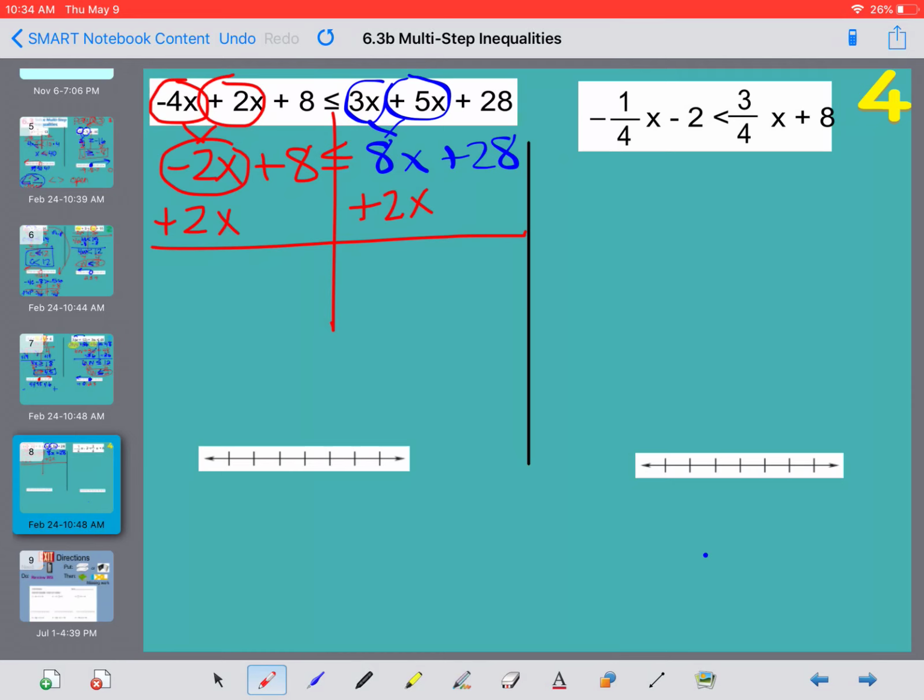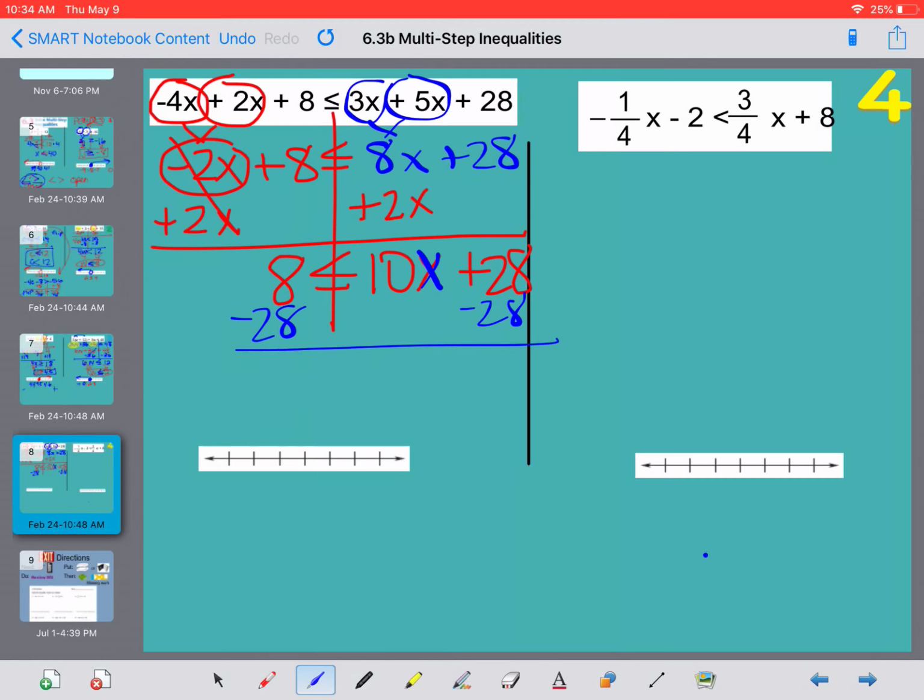So we moved our negative 2x over to the other side to keep everything positive. So we have 8 is less than or equal to 10x plus 28. And we want to get the x's by themselves, so I'm going to subtract 28. We get 10x. And there's more negatives here, it's negative 20. And then divide by 10 on both sides to get the x by itself.